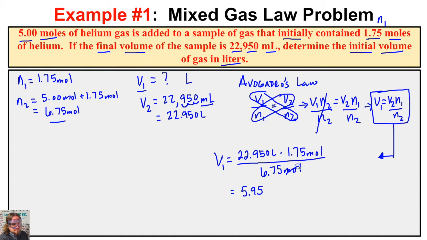5.95 what? Well, we take a look, moles on top and bottom are going to cancel, leaving us with liters. So it looks like our initial volume of this gas is going to end up being 5.95 liters. Let's take a look at another example.